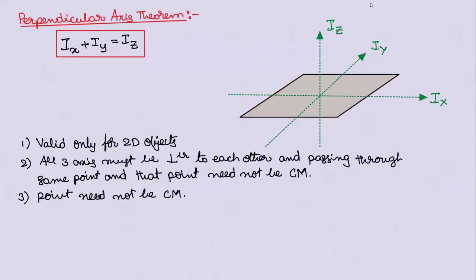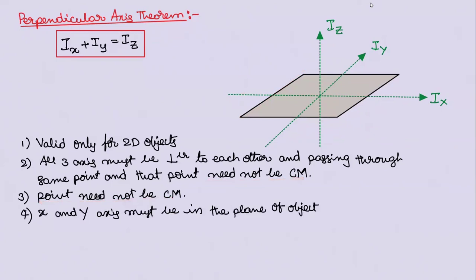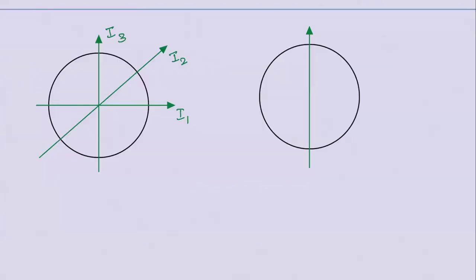Next one. That point need not be the center of mass. Again, I reinforce the same point. Fourth one: x and y axes must be in the plane of the object. That's the rule. Once you understand these rules, you can solve many problems. Now, this is the sense part. When it comes to formula, rule, law, something I can explain. Sense means I can't.